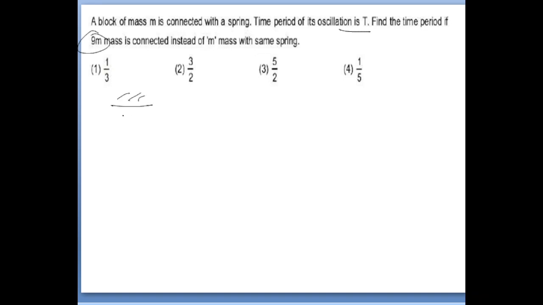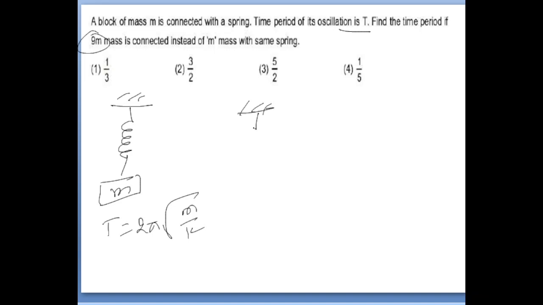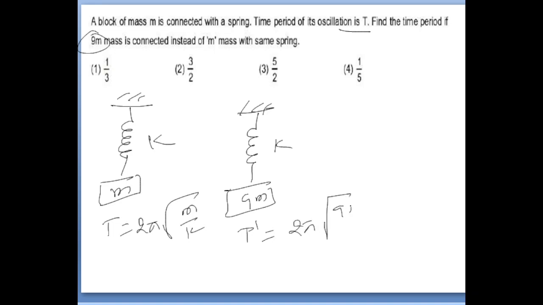So now look at this, it is a spring pendulum question. If a block of mass m is connected, what is the time period? 2 pi under root of m by k. It is telling that if a block of mass 9m is connected to the same spring instead of m, then what is your time period? T dash equal to 2 pi under root of 9m by k. T dash equal to what can you write? 3 into 2 pi under root of m by k.